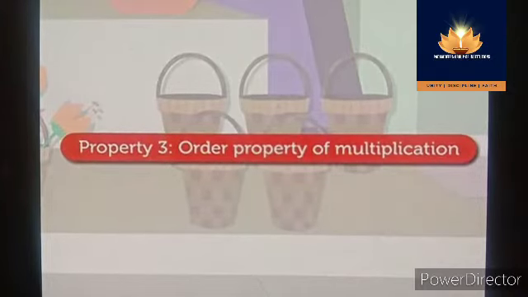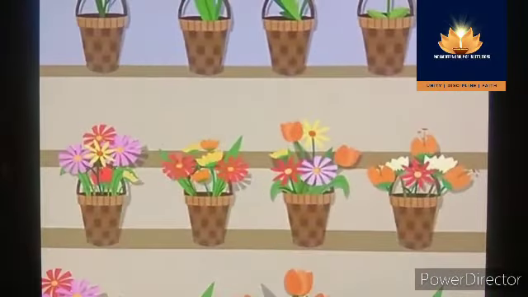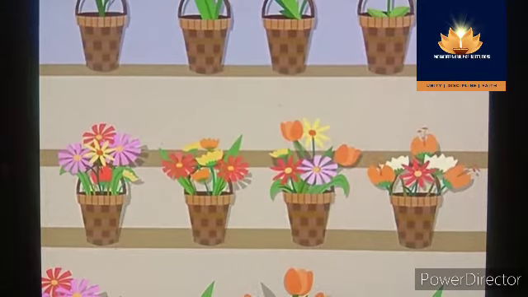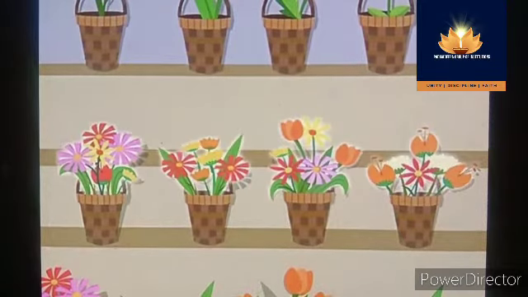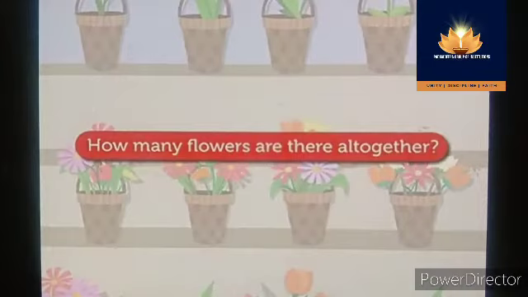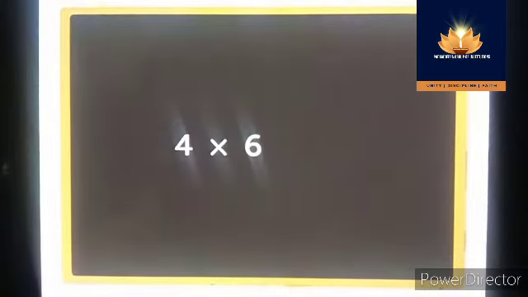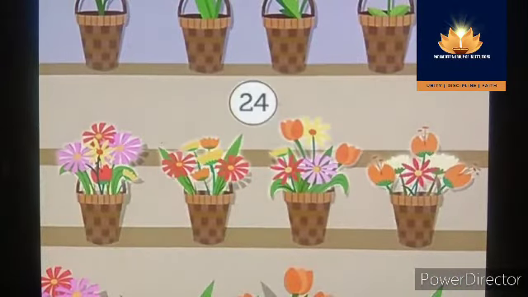Order property of multiplication. Let us see an example. Look here, there are 4 baskets. Each basket contains 6 flowers. So how many flowers are there altogether? That is, 4 into 6 is equal to 24. So there are 24 flowers.